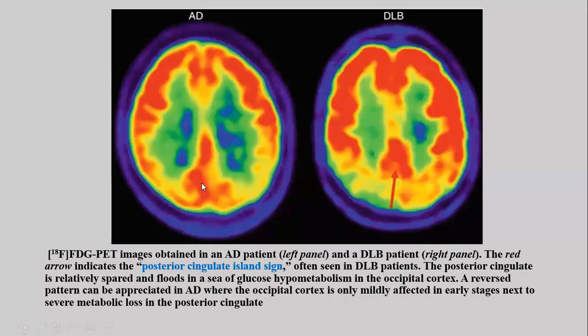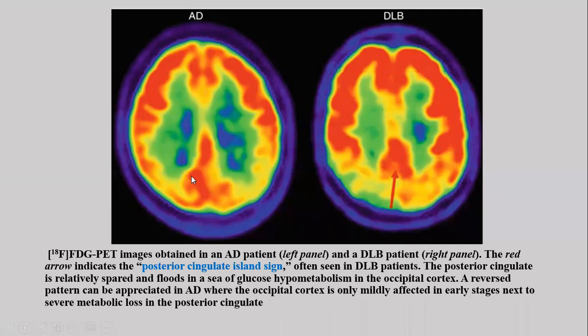As we see here, we have FDG PET imaging of a patient with Alzheimer's disease and a patient with Lewy body dementia. The red arrow here indicates the posterior cingulate island sign, which means the posterior cingulate is relatively preserved and spared and floats in a sea of glucose, and there is hypometabolism in the occipital area.